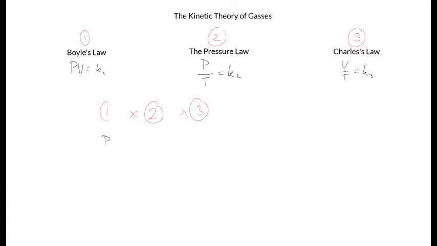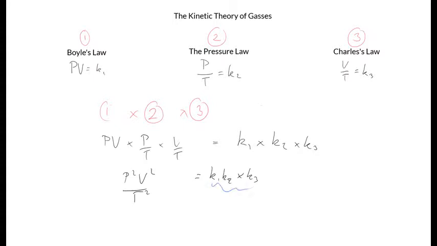Equation 1 is PV, and that is equal to some constant 1. I can multiply that by equation 2, which is P over T. So I multiply that by the constant over there. And then finally, I get V over T. So I get my third constant here. Now, if I collect those terms, I get P squared V squared over T squared is equal to a constant times a constant times a constant. Now, those three together, they're still going to be a constant.